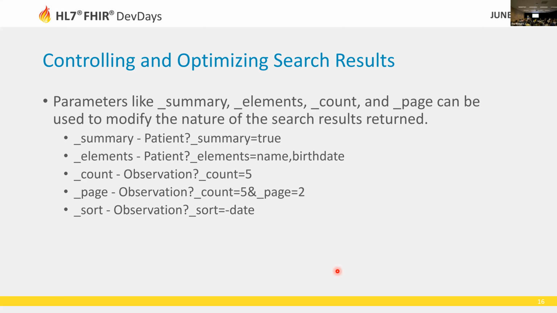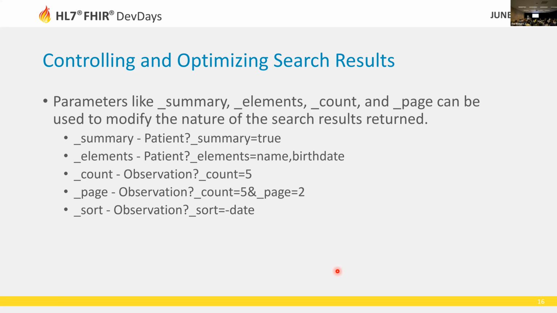Now let's say you're also not interested in gender. You can also do something called _elements, where you're returning the patient, and return me just name and birth date.